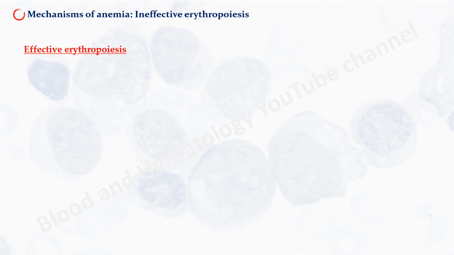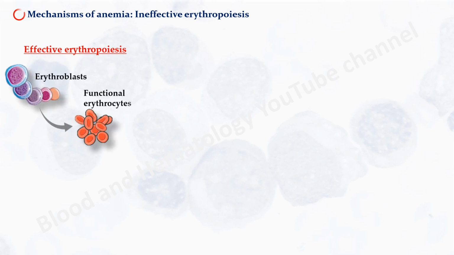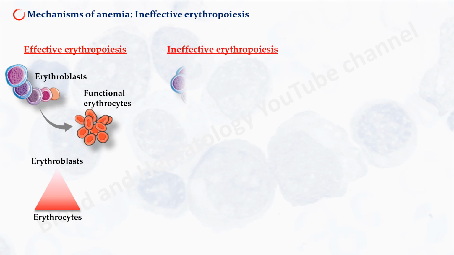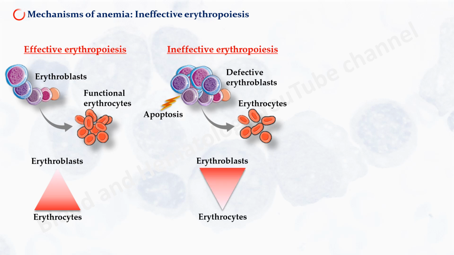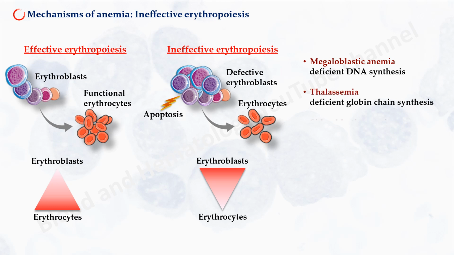When erythropoiesis is effective, the bone marrow is able to produce functional erythrocytes that replace the daily loss of red blood cells. Ineffective erythropoiesis refers to the production of erythroid precursor cells that are defective. These defective precursors often undergo apoptosis in the bone marrow before they have a chance to mature to the reticulocyte stage and be released into the peripheral circulation. Several conditions such as megaloblastic anemia, thalassemia, and sideroblastic anemia involve ineffective erythropoiesis as a mechanism of anemia.